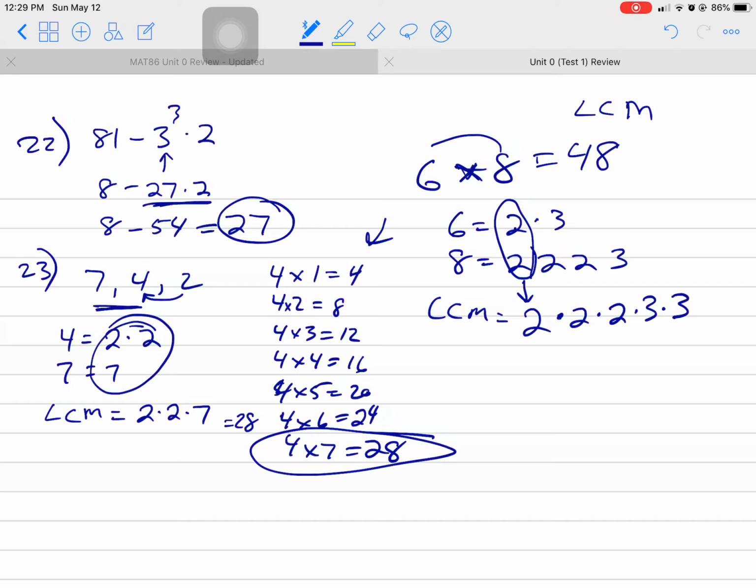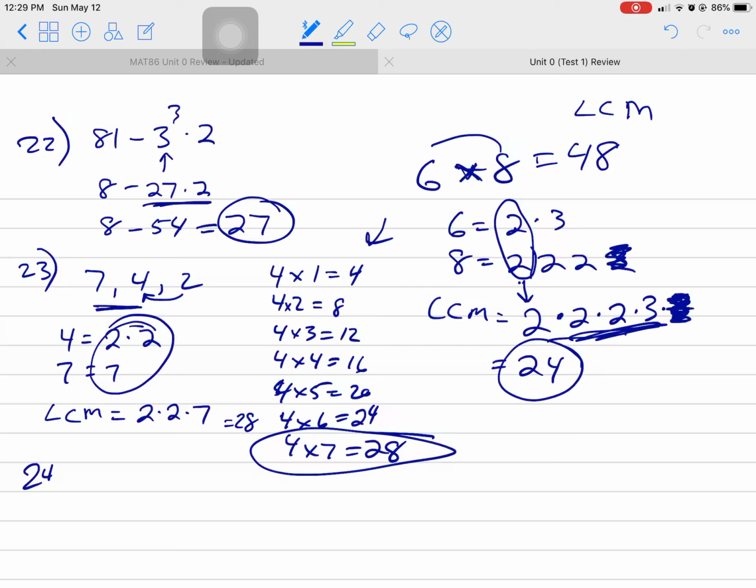They have this in common, and then they have these left. So this is 2 times 2 times 2 times 3. So the least common multiple is 24 of these two. Okay. So you can't always just multiply them together. The least common multiple in this case would be 24. You use what they have in common once, and one of everything else they don't have in common. Okay, that's the rule for that.